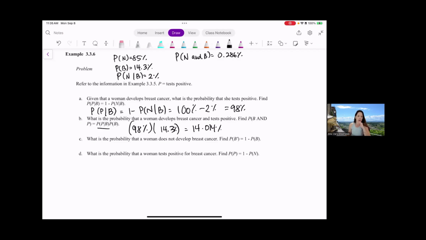What is the probability that a woman does not develop breast cancer? So we're finding the complement. The probability of not developing breast cancer is 1 minus the probability that she does develop breast cancer. So that's going to be 100% minus 14.3%, which is going to give us 85.7%.